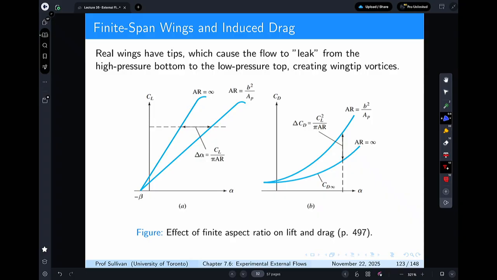With all of this stuff, we've kind of assumed that these are infinite span airfoils. Everything is 3D. So for example, we do a lot of experiments with airfoils in the wind tunnel. We put something called an end plate, which is a very large circular plate on the edge, and that minimizes the 3D effect. But real wings have tips, and that causes the flow to leak from the high pressure bottom into the low pressure top. And it creates wingtip vortices.